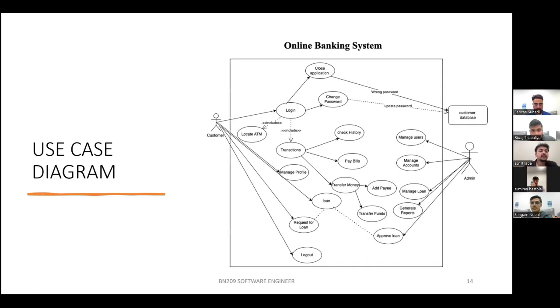We're going down to the transaction. You can see the picture. It shows the transaction like a check history, pay bills. So it shows it like when you open an online bank system, it shows the transaction. It shows the check history, pay bills, transfer money, and through the online system, your customer can even apply for a loan or you can request for a loan.